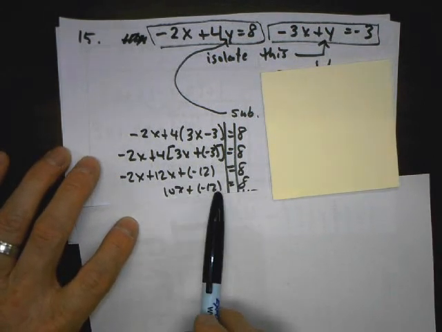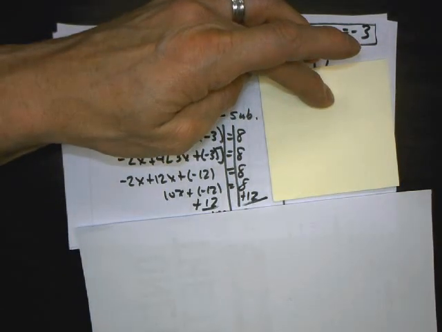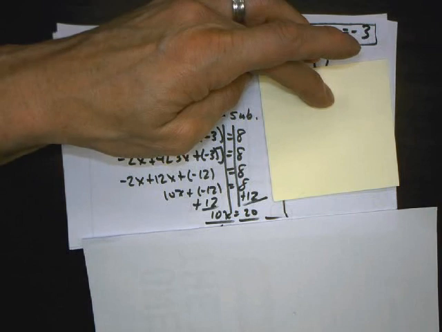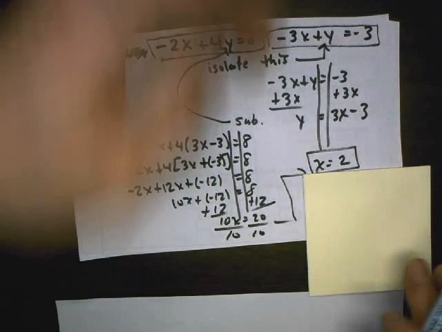Then I combine like terms and isolate the variable, working farthest away from the variable first, doing inverse operations. And I see that x equals 2.